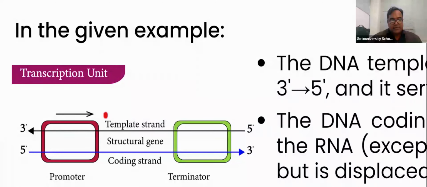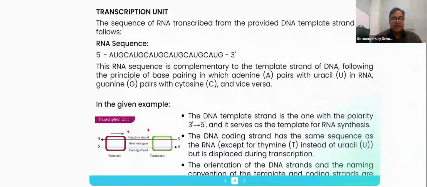So the template strand is nothing but a parental strand. By using this template strand or parental strand, a new strand is synthesized. So we know very well the template strand is having the coding sequence, whereas the coding strand is not having the coding sequence. Right? So always the RNA synthesis happens the same way how the DNA synthesis happens. Okay. Here 3' to 5', 3' to 5'. Okay, DNA template is one with polarity of 3' to 5'.